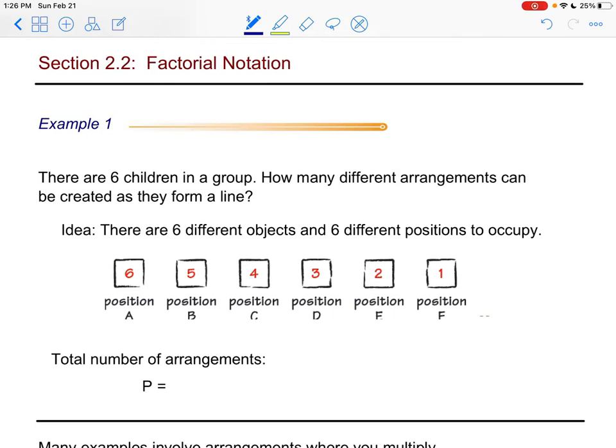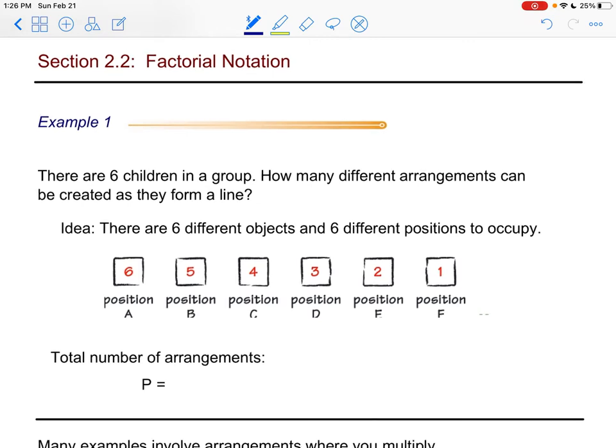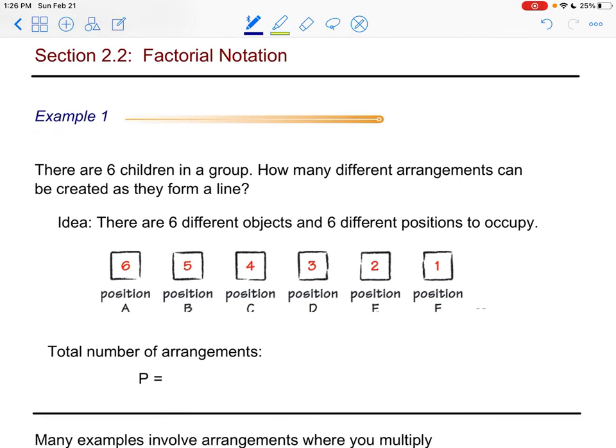Okay, section 2.2 is on factorial notation, which is going to be new to everybody, but it'll be similar to what we were doing in section 2.1. So let's just jump right into it with an example here. And this should look very similar to an example in the last section where we're sorting people in a line and just asking how many arrangements can be made from that line.